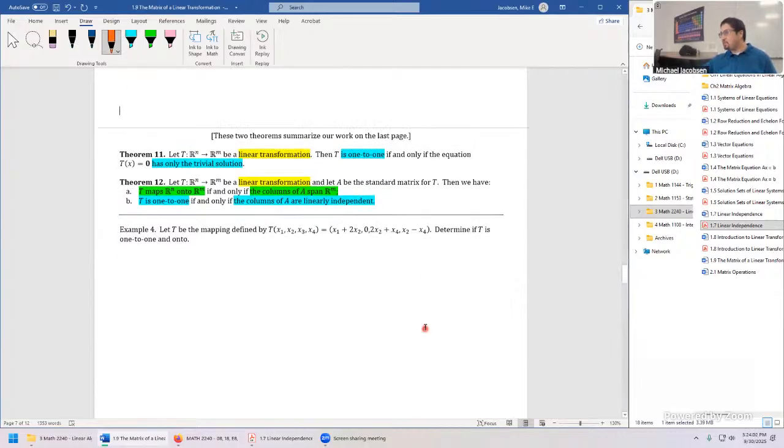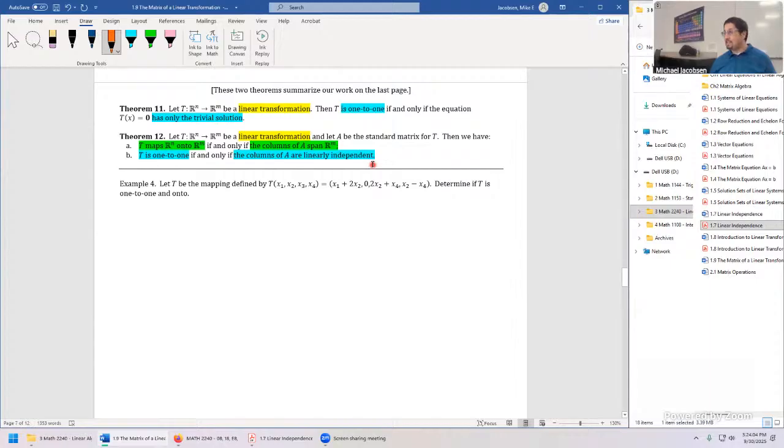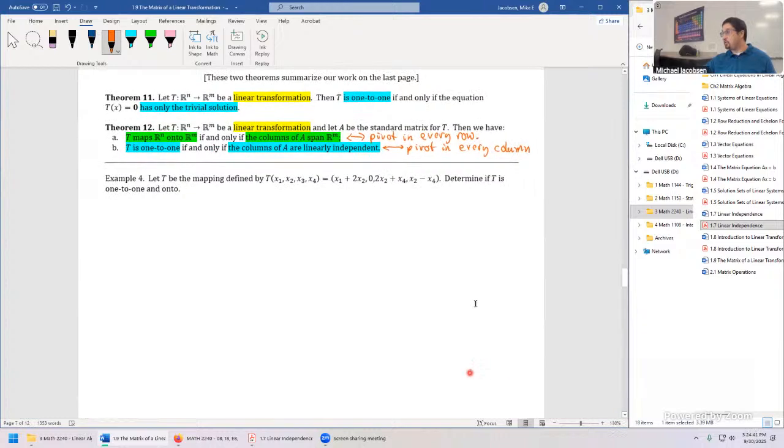Then finally, this is some comments we made before we started class. T being 1-to-1 means the columns of A are linearly independent, which just means at the same time, there's a pivot in every column. T maps Rn onto Rm. In other words, T is onto. Just means the columns of A span Rm. And that's the same concept as a pivot in every row.